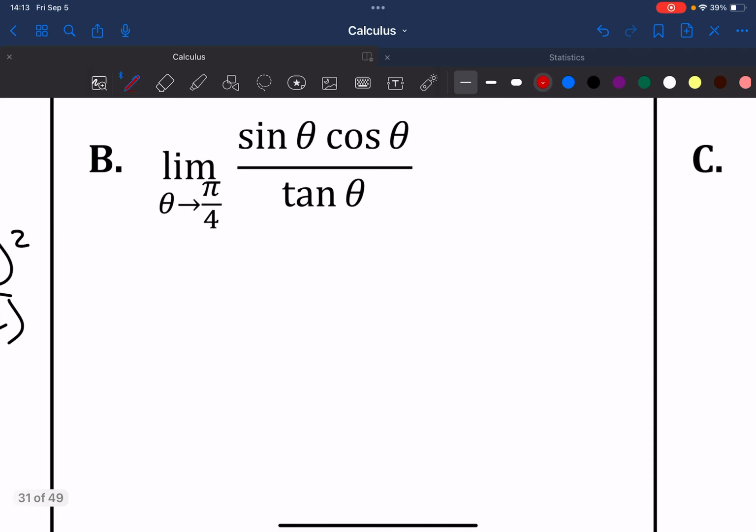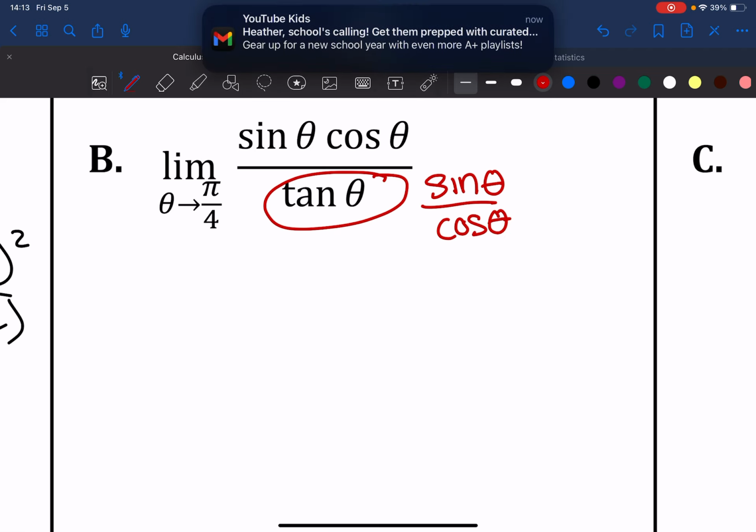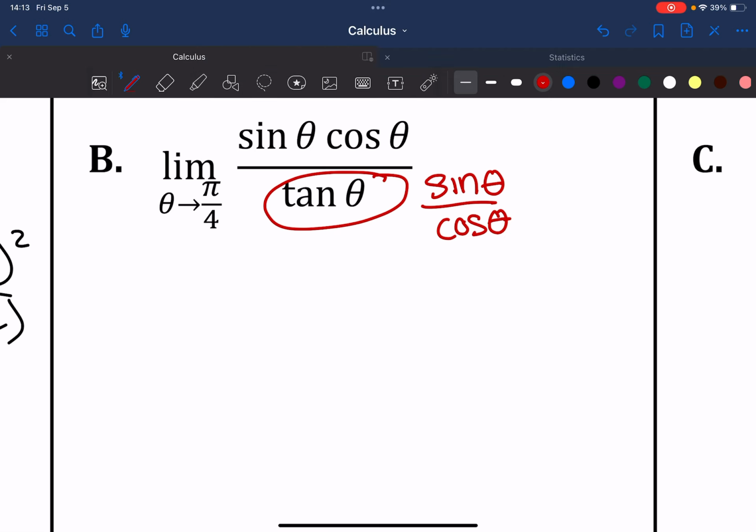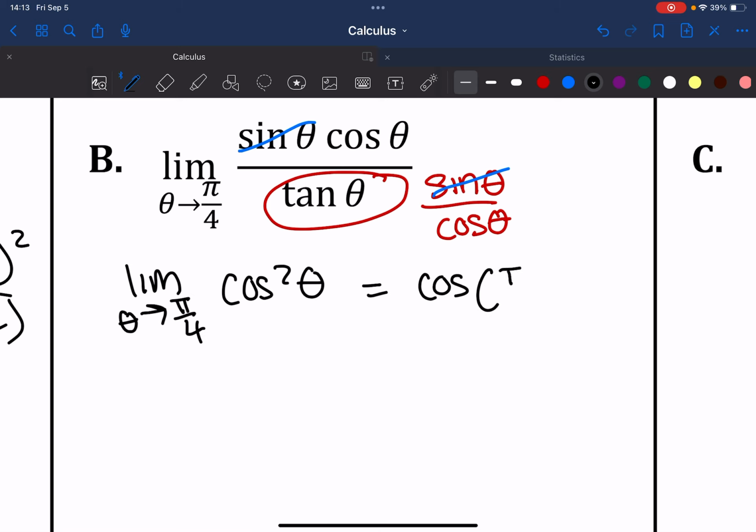Okay, the next one, I have sine theta cosine theta over tangent theta. Well, tangent theta can be rewritten as sine theta over cosine theta. And if I were to multiply by the reciprocal, the sines would end up canceling out and the cosines would be multiplied together. So I would have cosine squared theta, and if I take the limit of that as theta approaches pi over 4, this would give me cosine pi over 4 squared, which is the square root of 2 over 2 squared, which is 1/2.